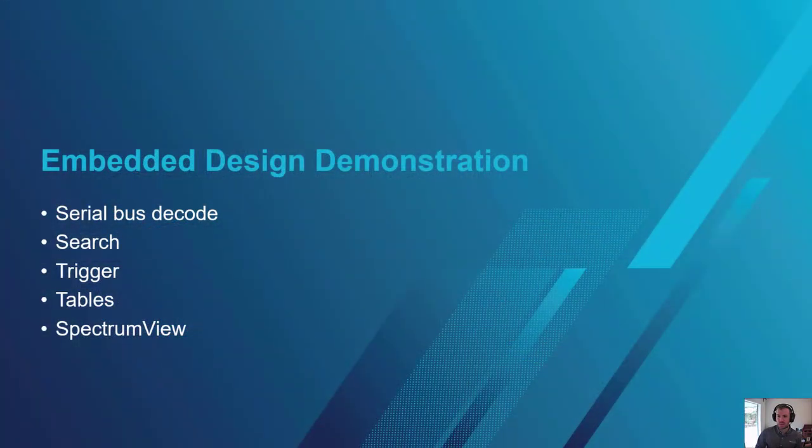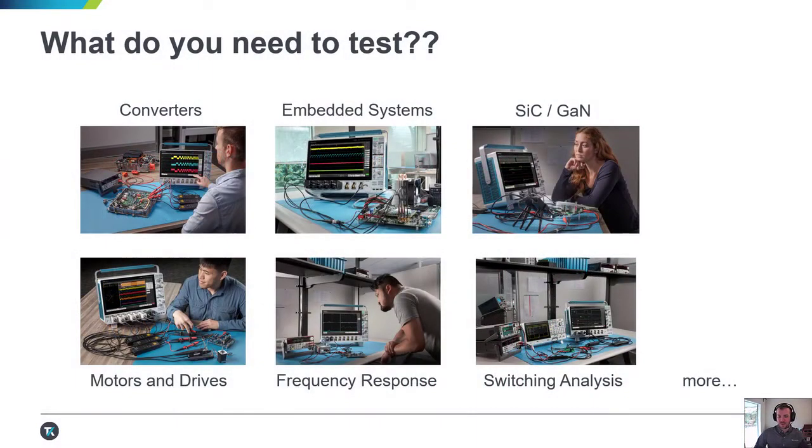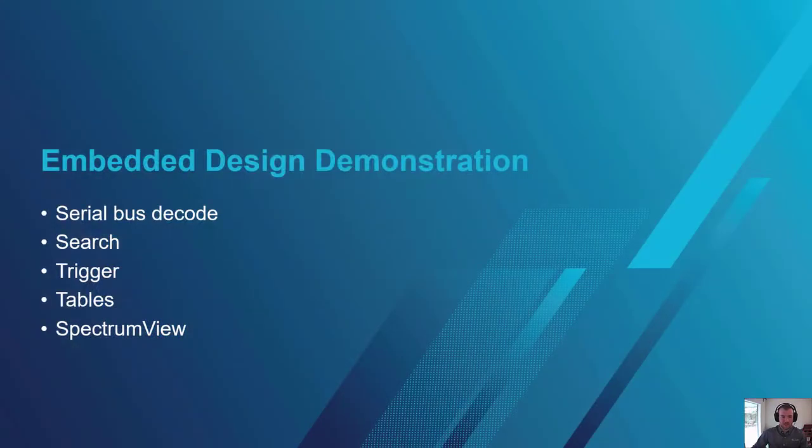We are going to start with showing the serial bus decode features, search capabilities, triggering capabilities, serial bus decode table, and then we'll touch on spectrum view. Spectrum view is one of my favorite features in the 5 Series B MSO, and it is very fun to show. Let's jump on into the scope.